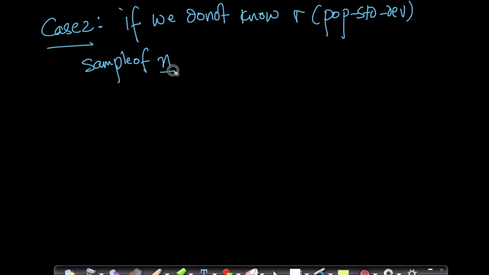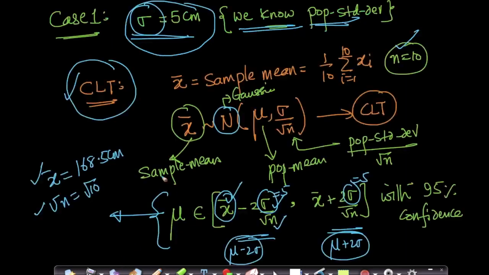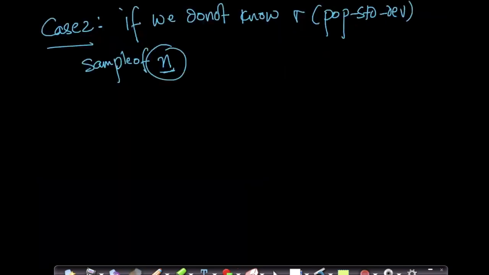And you have a sample of size n. Even if you apply the central limit theorem, of course it will perfectly work, but you don't have the value of your sigma. How do you compute now? If you don't have your sigma, you can't simply apply the central limit theorem. So in this case, where you do not know your sigma, we use something called a t distribution.